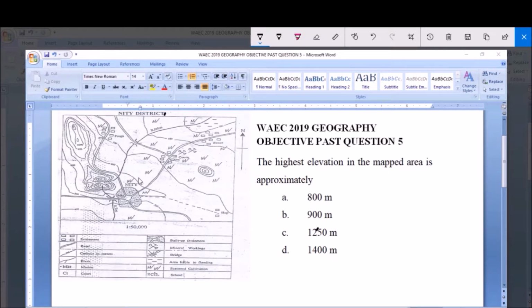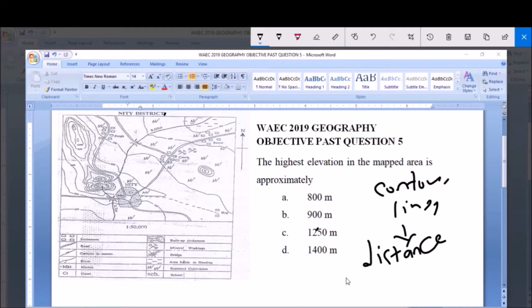Now the best way to find the highest elevation is to look at the contour lines given to us here, and you can see the contour lines and the numbers written to them. Now the contour lines represent distance above sea level, and this is also similar to the highest or the elevation they're asking for. So we're asked for the highest elevation, so the highest point above sea level is what we are looking for from the map.